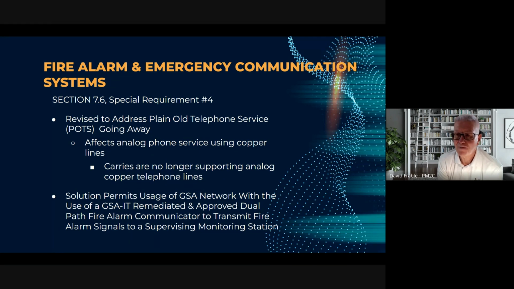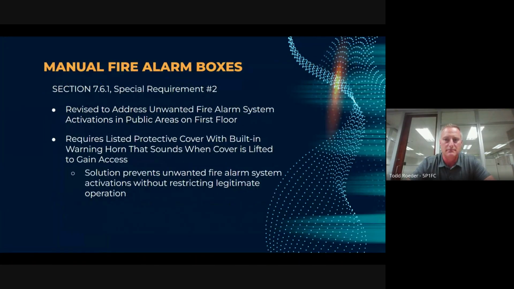I hope there won't be an issue with that from a security, GSA IT security issue. So. Okay, Dave, you can move on to the next one, please. Okay.